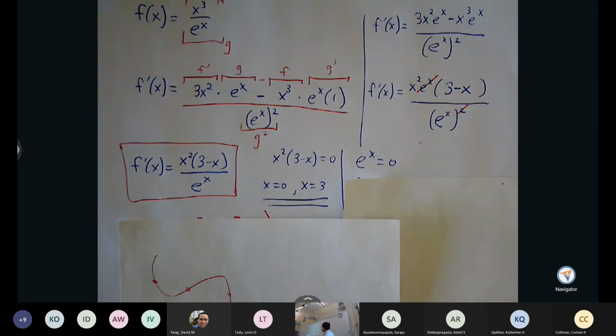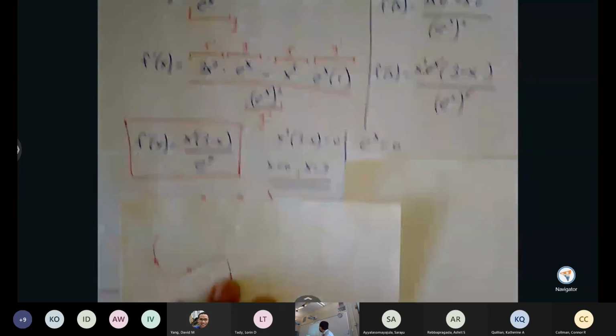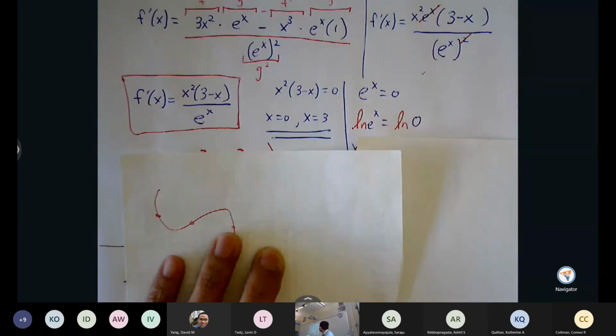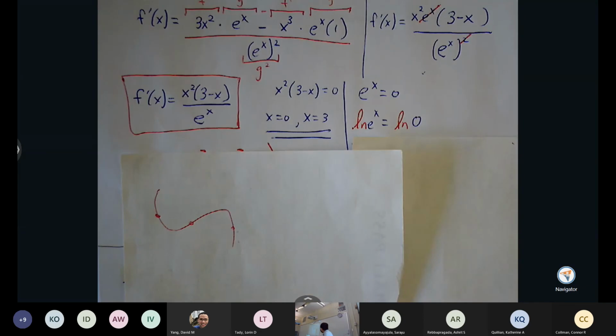All right, numerator is straightforward. The denominator, though, e to the x equal to 0. Okay, so let's try to solve for this. If I try to get that x to come down, I have to involve natural log, right? Natural log will help me get that x to come down. So when I do that, I'm going to end up with natural log of e to the x equals natural log of 0.